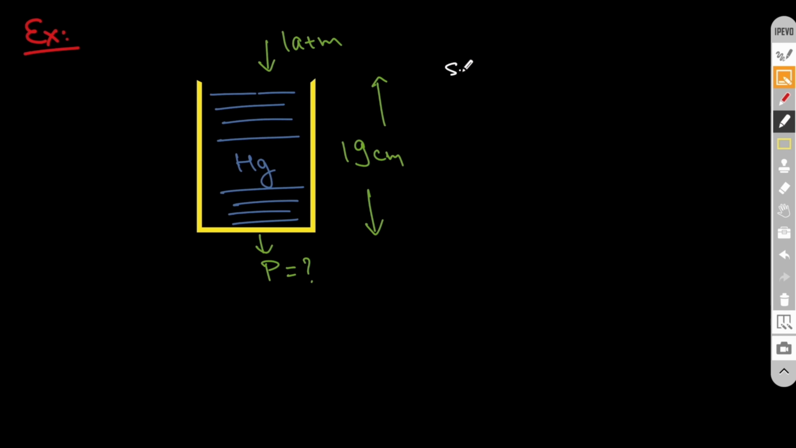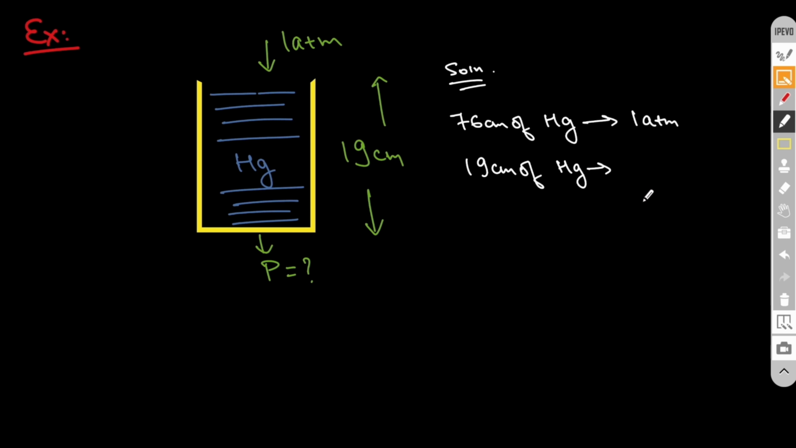Now moving further, we'll solve an example here. We have to find the pressure at the bottom and the height of mercury column given here is 19 centimeter. We know for 76 centimeter of mercury, the pressure exerted at bottom is equal to 1 atm. So for 19 centimeter of mercury, the pressure exerted will be, simply we'll use unitary method, 1 divided by 76 multiplied by 19. This will come out to be 1 by 4, right?